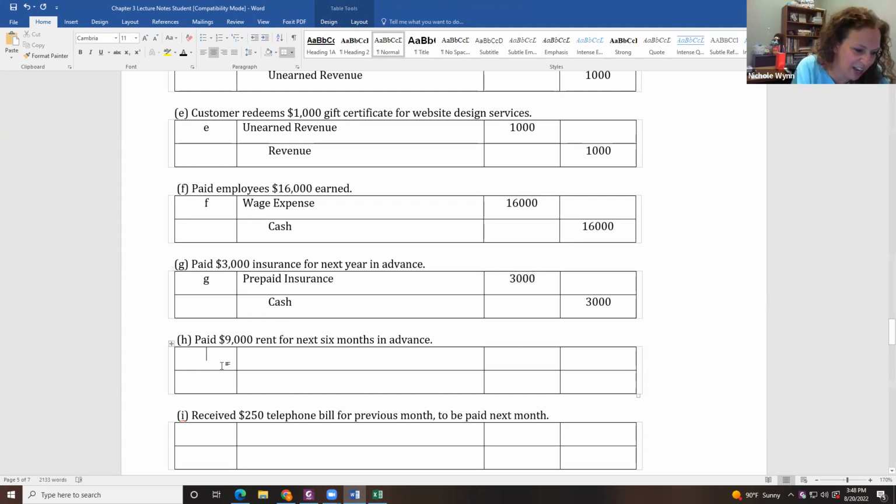And then on letter H, we are going to prepay our rent. Paid $9,000 for rent for the next 6 months in advance. So that will be prepaid rent.